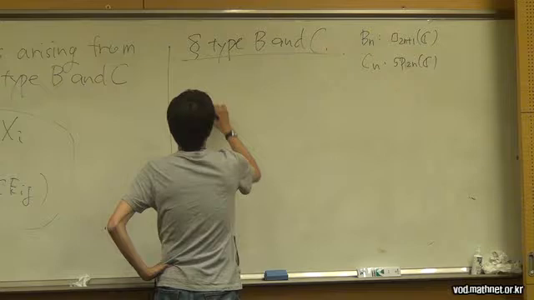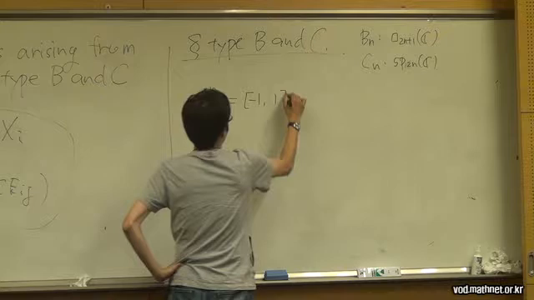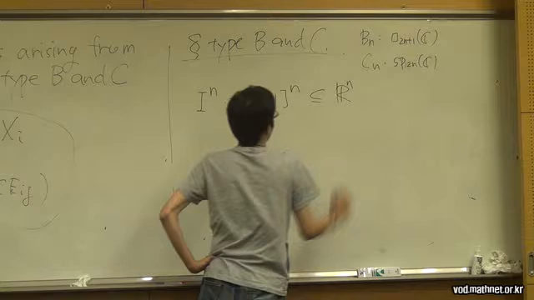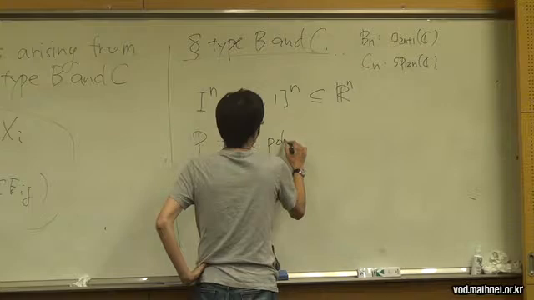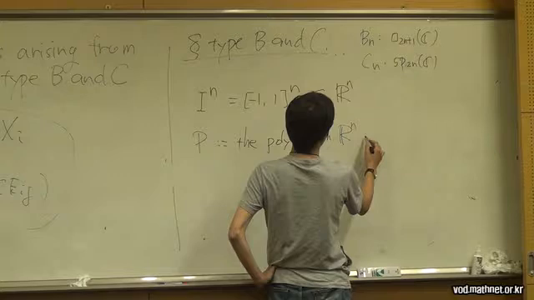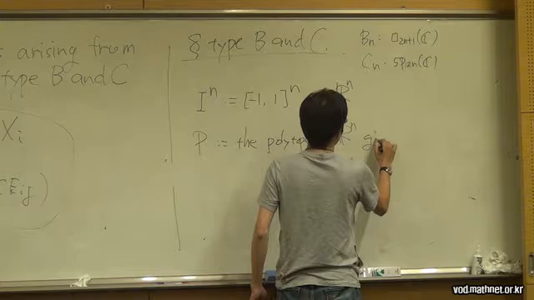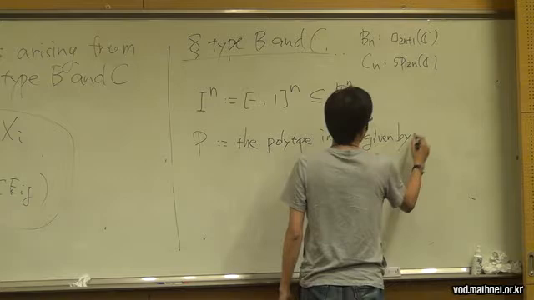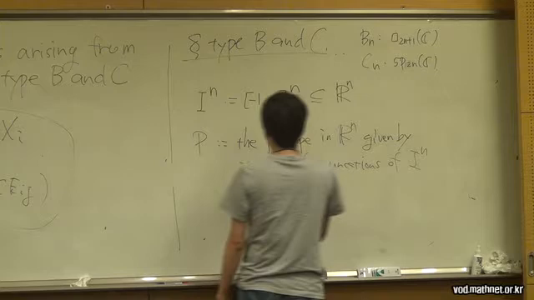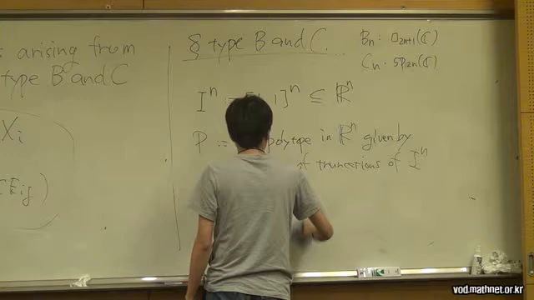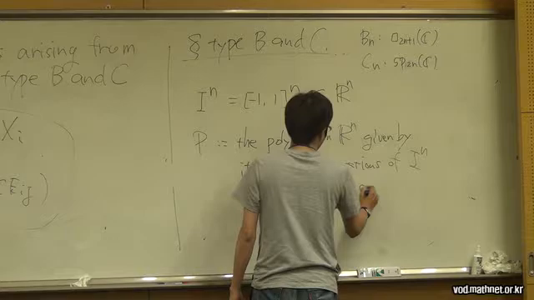So let's consider the n-dimensional cube inside of R n. This is just a product of intervals. And let P be the polytope in R n given by iterated truncations of this cube along all faces of codimension less than or equal to 2.